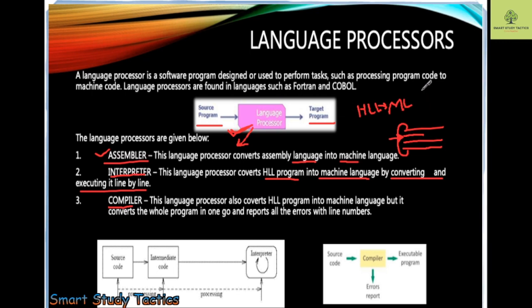Suppose that you have written this code. When the interpreter checks the lines of code and you get an error in the third line, it will stop there only. Until you clear this error, it will not execute the next line. The interpreter checks the lines, checks the errors, but when it gets an error, it stops there. You have to clear the error, then it will execute the next line.